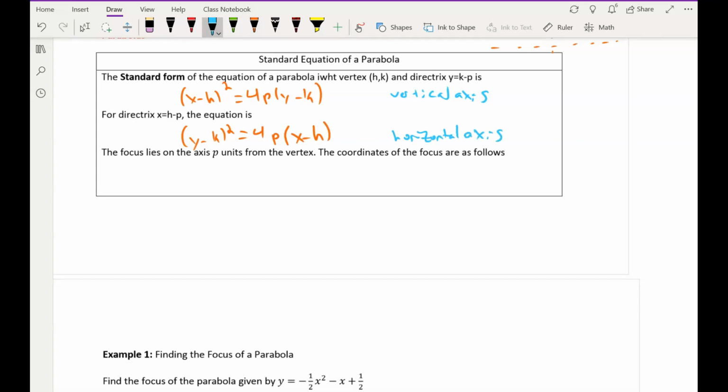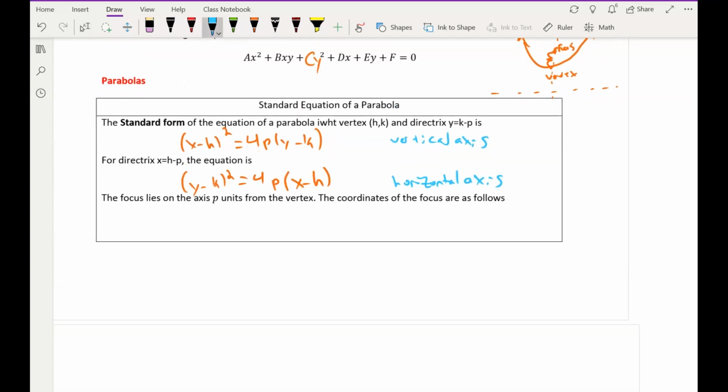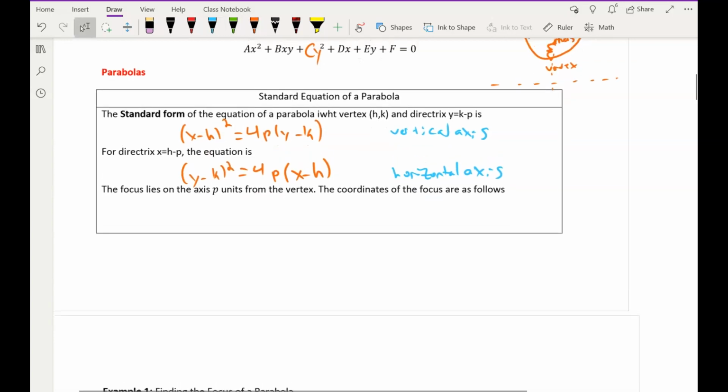Okay, now the focus lies on the axis p units from the vertex. The coordinates of the focus are always, basically, you start at that vertex and you add that distance of p. So if you have a vertical axis, well, normally the center is going to be h comma k. Now, if you have a vertical axis, meaning basically that the thing opens up and down, then your focus is going to have the same x value, but its y value is going to change. It's either going to go up or down, right? So it's going to be k plus that p value.